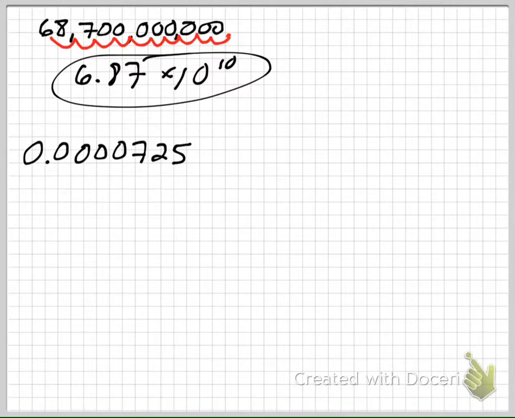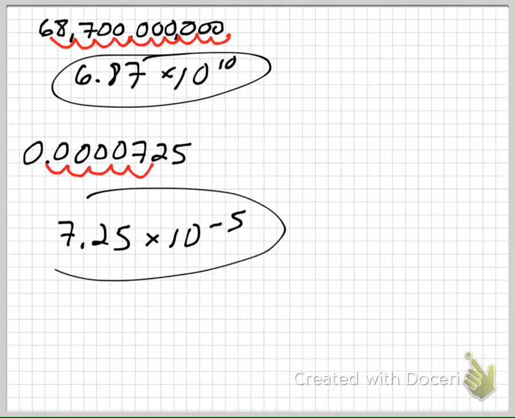How do I turn this number into something between 1 and 10? 7.25 times 10 to the, let's figure it out. It was here, 1, 2, 3, 4, I moved it 5 spaces. 10 to the negative 5th. Negative 5th because it's a tiny number. Make sense? Right? Make sense? Okay. The other way is to reverse this.